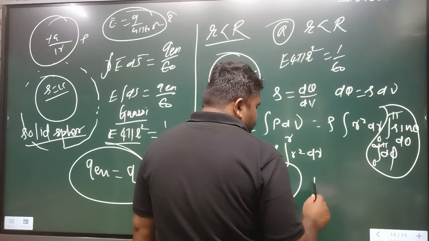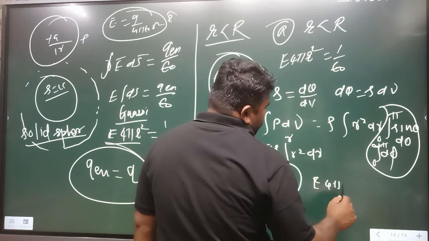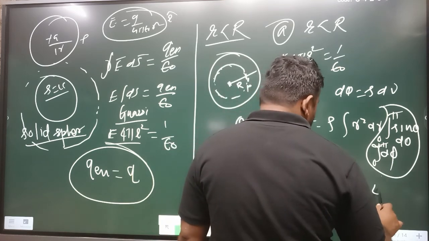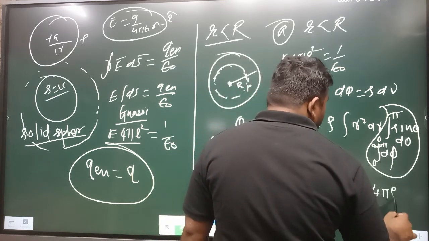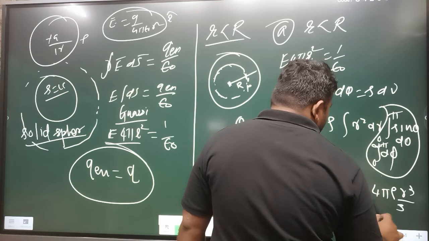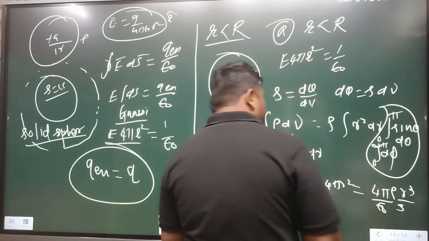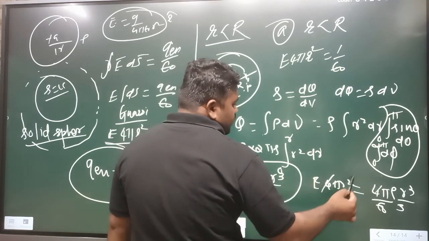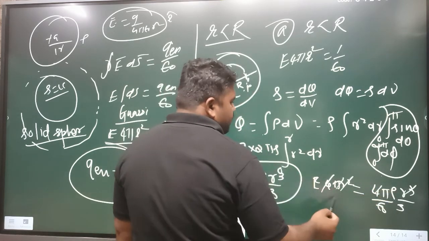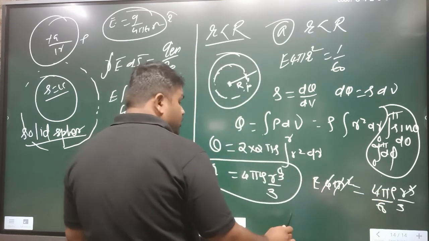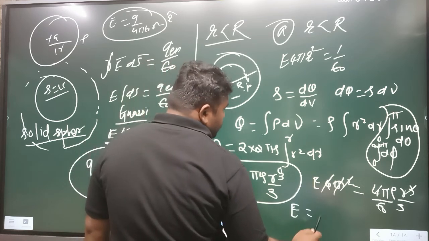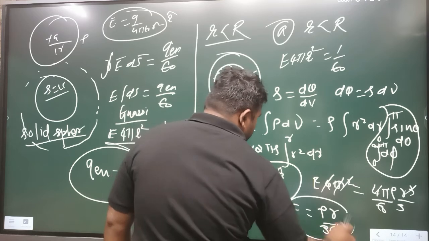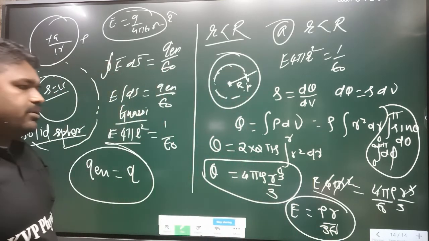Then LHS E into 4 pi r square is equal to 4 pi rho r cube upon 3 epsilon naught. Which parts get cancelled? 4 gets cancelled, r square gets cancelled, pi gets cancelled. Means E is equal to rho r upon 3 epsilon naught.